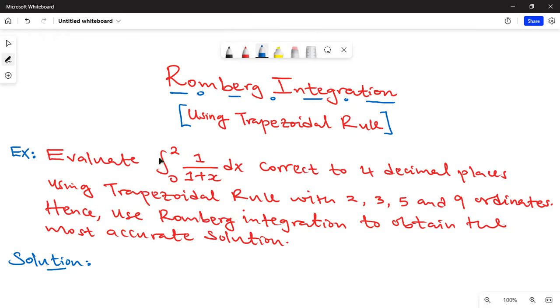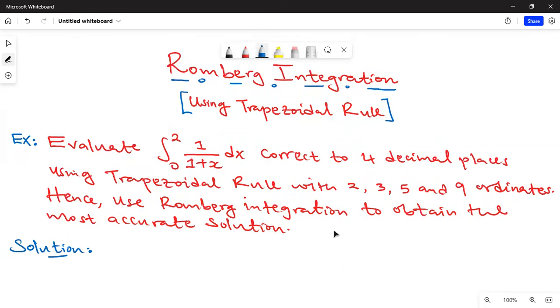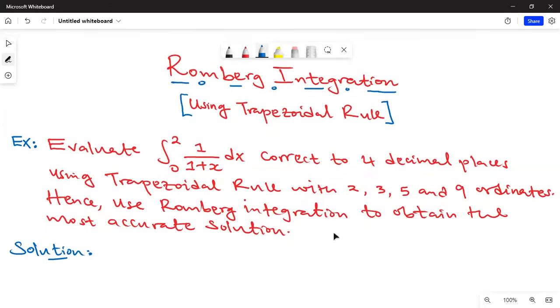So we have this question. We are asked to evaluate the integral from 0 to 2 of 1 over 1 plus x with respect to x, correct to 4 decimal places using the trapezoidal rule with the 2, 3, 5, and 9 ordinates. Hence, use Romberg integration to obtain the most accurate solution. So let's see how to go about this kind of a problem.